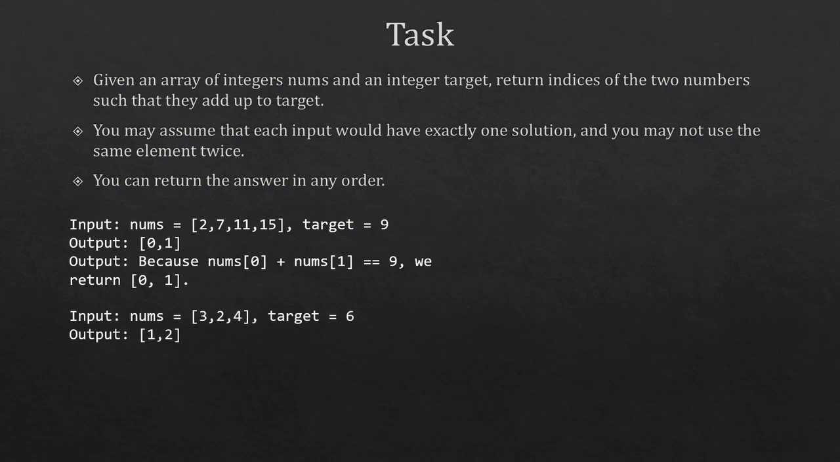In the second example, we can see three numbers in our list, 3, 2, and 4, and our target equals 6. We can see that 2 plus 4 equals 6. Index of 2 is 1 and index of 4 is 2, so we will return the list containing 1 and 2. In the last example, we can see the list of two 3's, and they add up to 6, so we return their indices 0 and 1. We cannot return 0 and 0 or 1 and 1 because we may not use the same element twice.